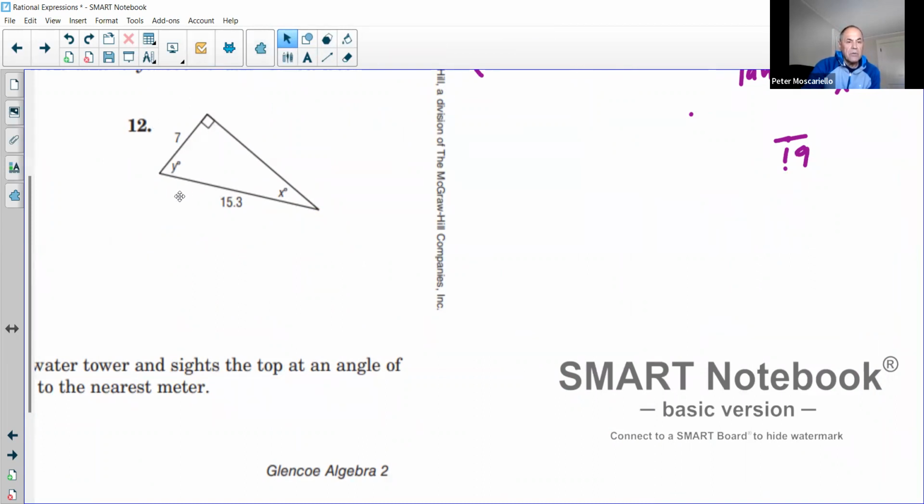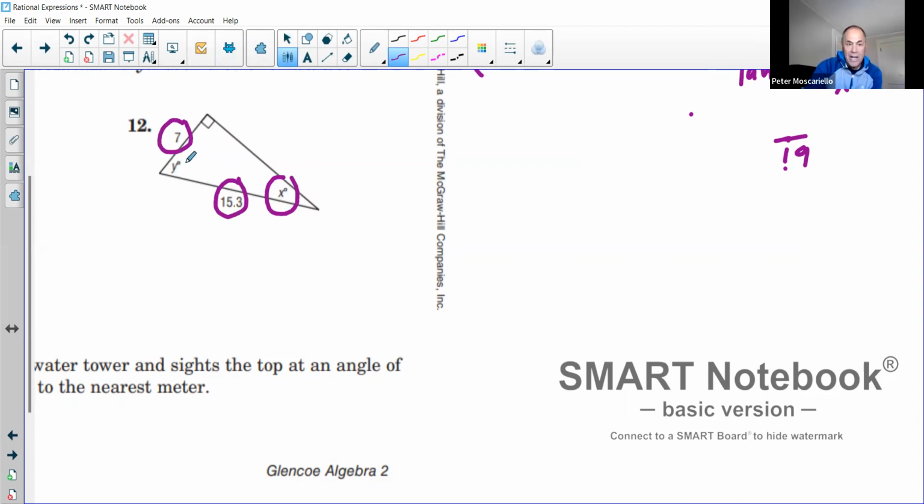All right, so we got to find the angles here. It doesn't matter what you go for. I'll go for X. So I've got this and I've got this. I can't use X and Y in the same equation. That's two unknowns. So side angle. For this angle, I've got opposite and hypotenuse. That looks like sine to me. Sine X equals 7 over 15.3.